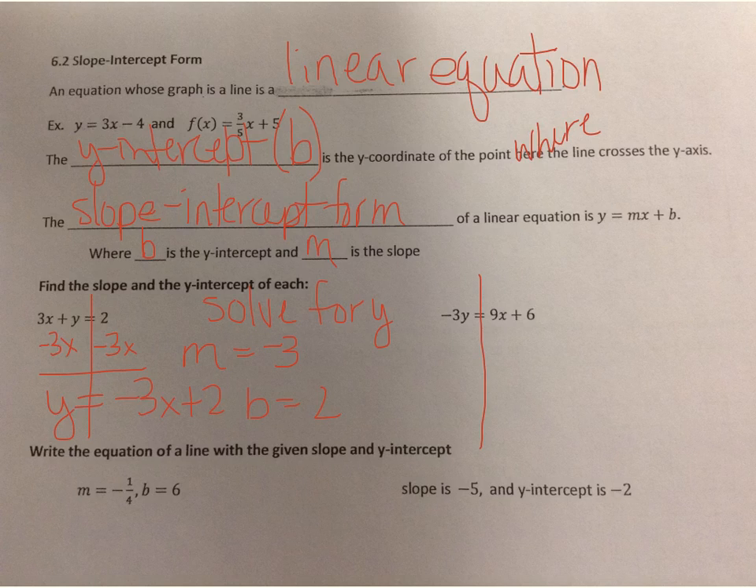On this other example, I'm going to divide every stinking term. Remember, we divide every term by a negative 3, so y equals negative 3x minus 2. So my slope is negative 3 and my intercept is negative 2.